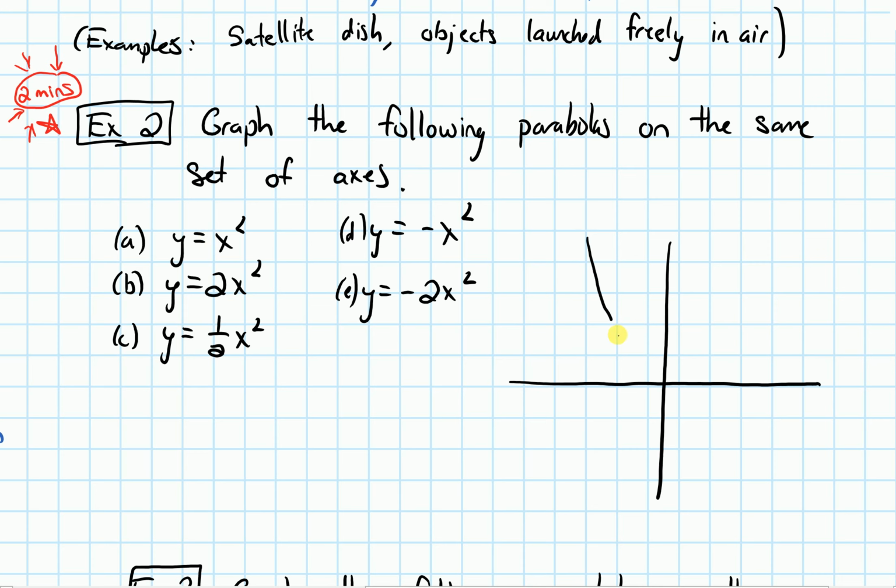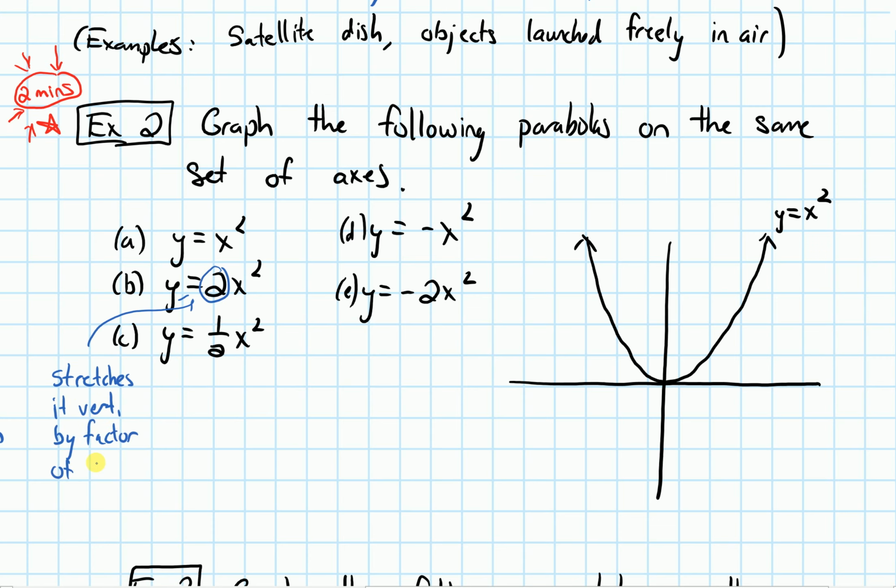So y equals x squared. This is probably the parabola that we would have seen the most in our math classes, y equals x squared. So when we put a 2 in front of it, like part B, what that'll do is it'll stretch it vertically by a factor of 2. In other words, that means it takes all the y values and it'll double them.